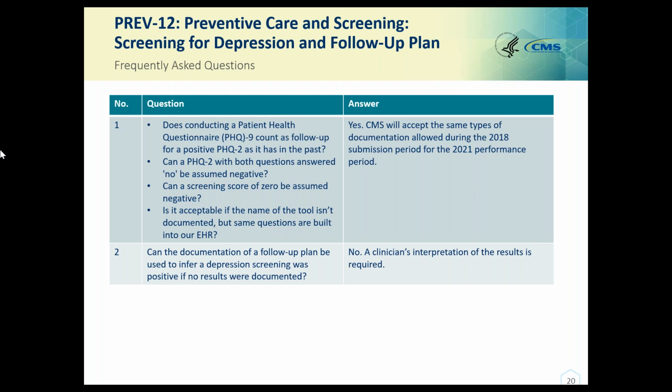Sure. So again, for this measure, it doesn't go by specific scores, so it does look for that interpretation of negative or positive. So if there's no interpretation by the clinician, it would be viewed as though the screening was not performed. Okay, great. Thank you.